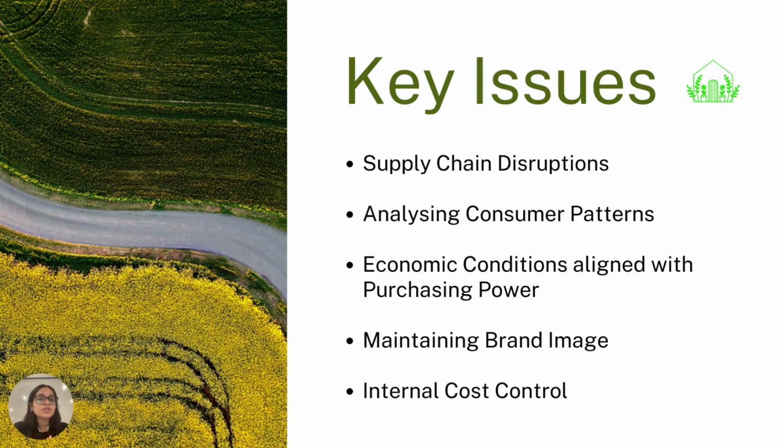Third, economic conditions aligned with purchasing power. FW3 recognizes that their strongest consumer target market is the age group 55 to 70. Studying their purchase habits and economic conditions becomes essential, especially considering the current economic recession in the UK. Understanding the patterns will allow FW3 to make informed investment decisions in manufacturing gardening tools, taking into account economic circumstances of their target market. Fourth, maintaining brand image.